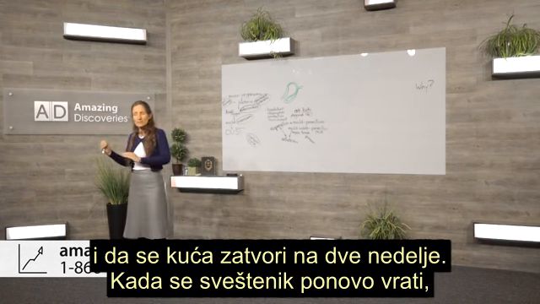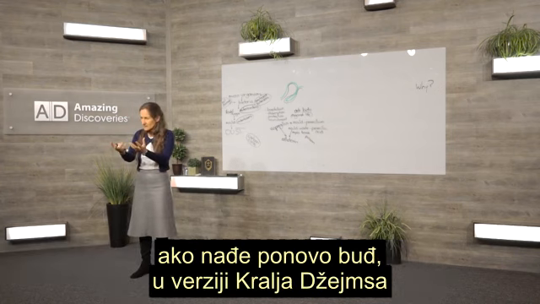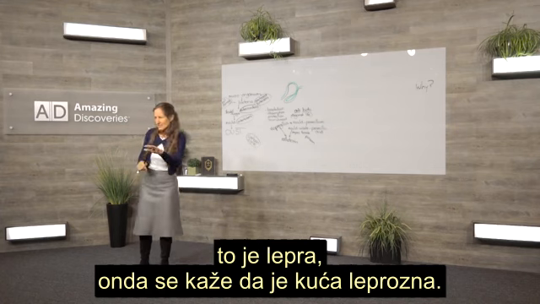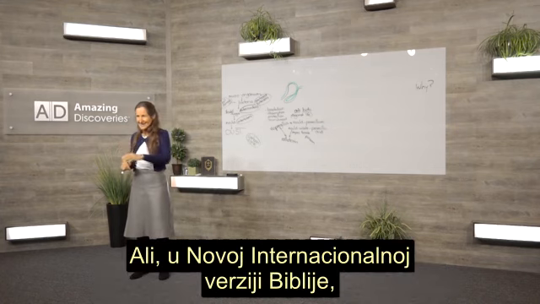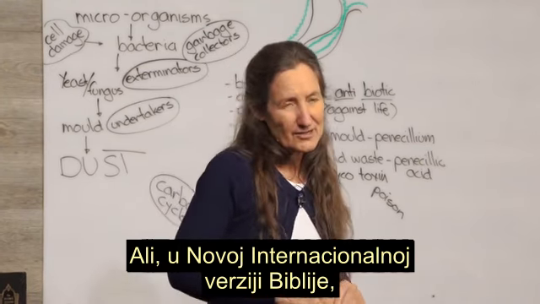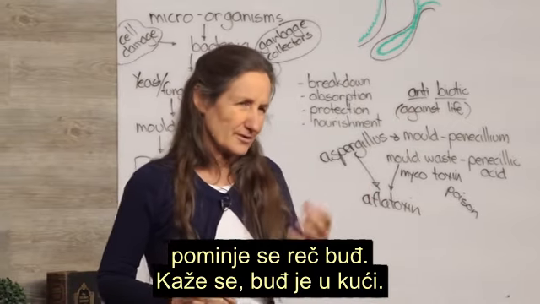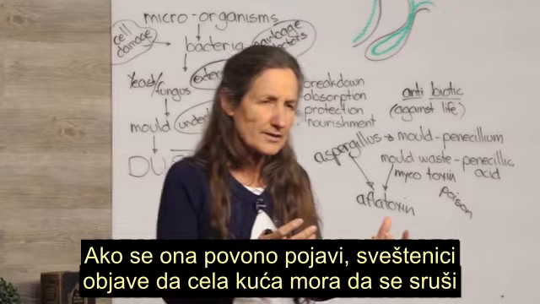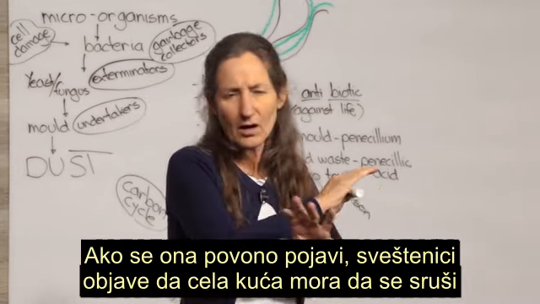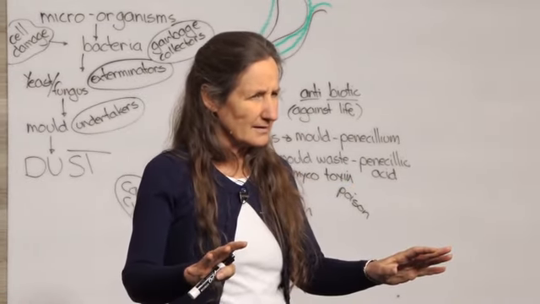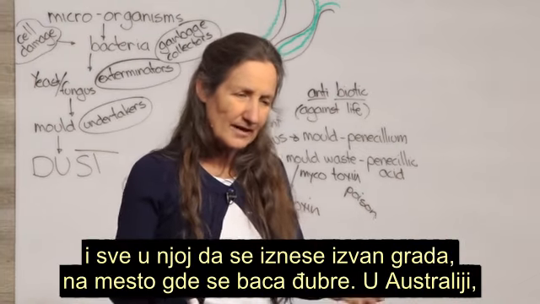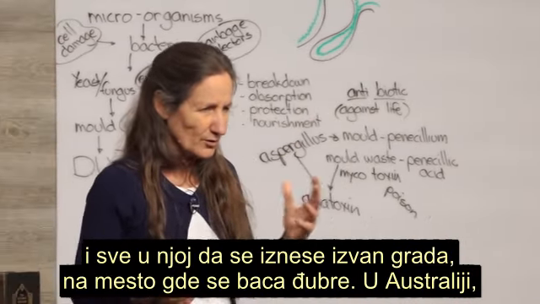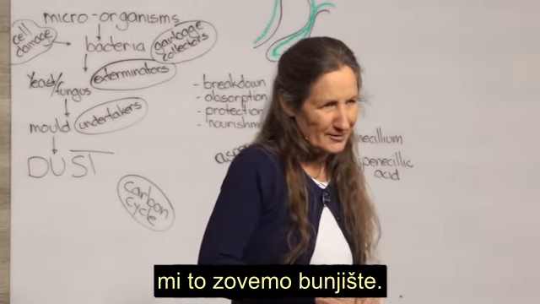Two weeks later, the priest comes back to see if this has grown again. The King James Version calls it leprosy in the house, but the New International Version calls it mildew in the house. If it has grown back, then the priest would declare that the whole house has to be dismantled, the whole house pulled down and taken outside the city to an unclean place. In Australia, we'd call it the rubbish tip.